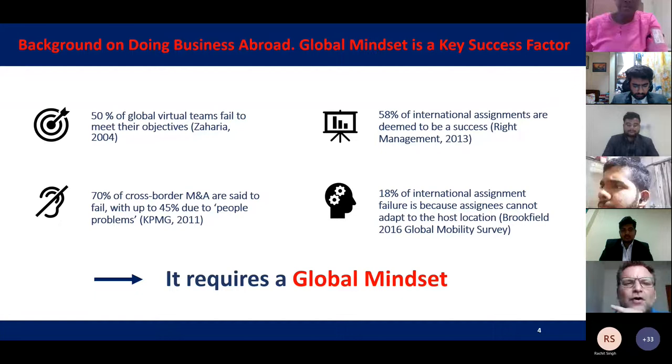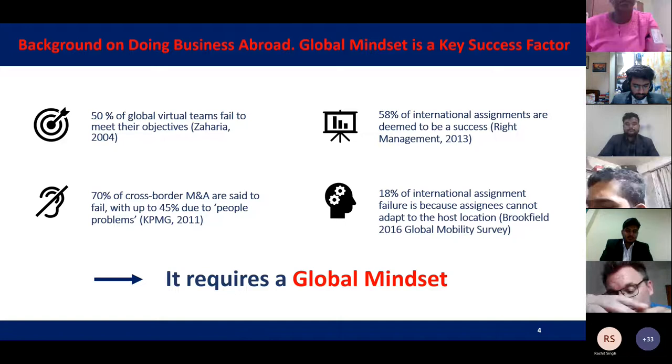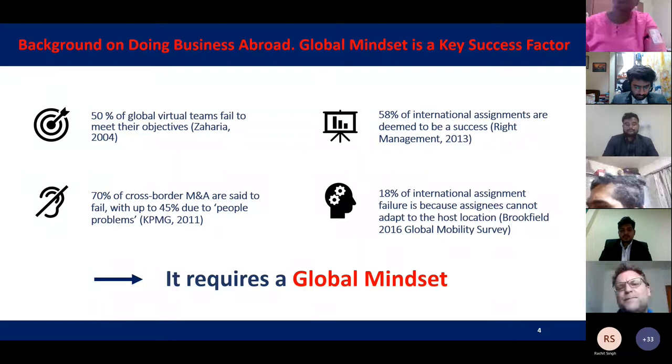So the point is that a lot of virtual teams are failing, and global virtual teams or virtual teams, I mean, now we all need to handle all issues with Zoom or Teams. Perhaps it's getting more efficient right now, but also when people are sent abroad, a lot of people are failing and they return after 6 months, after 12 months, after 2 years, because they cannot accommodate. They cannot adapt.